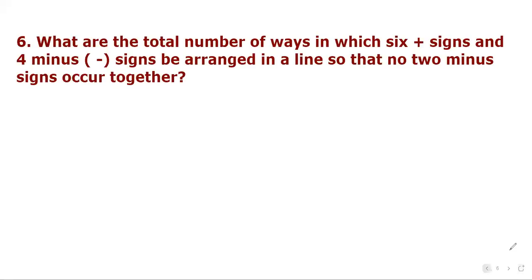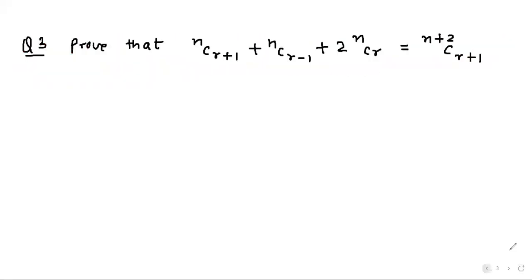Now, let's see question number 3. So, here we have to prove that NCR plus 1 plus NCR minus 1 plus 2 NCR equal to N plus 2 CR plus 1. So, consider LHS. So, it will become NCR plus 1 plus NCR minus 1. We can write it twice, NCR plus NCR. And now we can group these two.